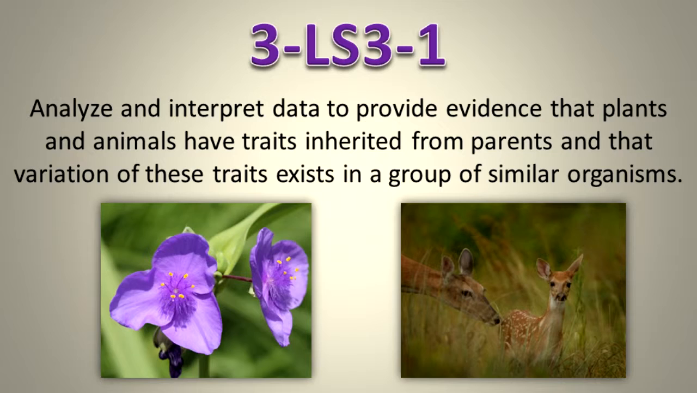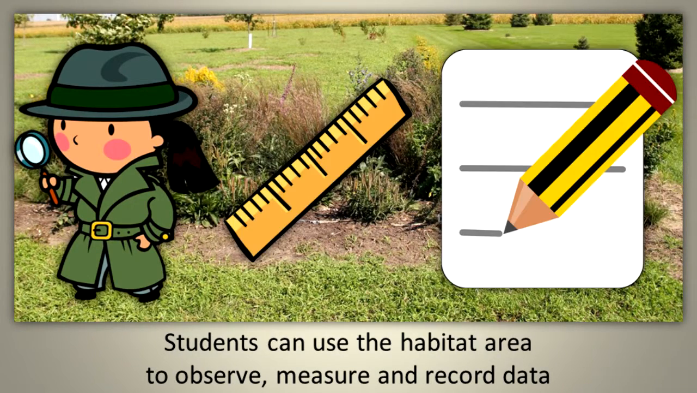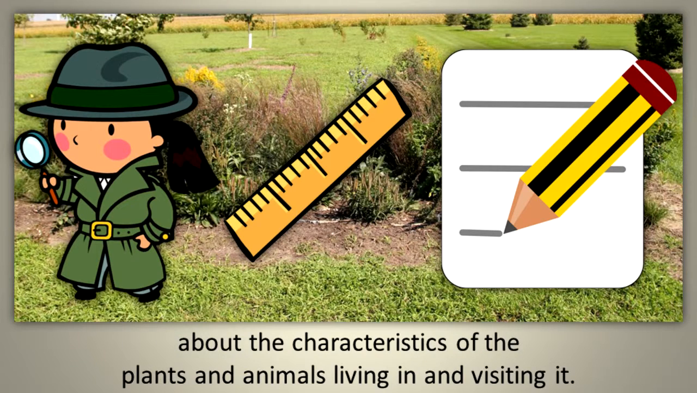3-LS3-1. Analyze and interpret data to provide evidence that plants and animals have traits inherited from parents and that variations of these traits exist in a group of similar organisms. Students can use the habitat area to observe, measure, and record data about the characteristics of plants and animals living in it and visiting it.